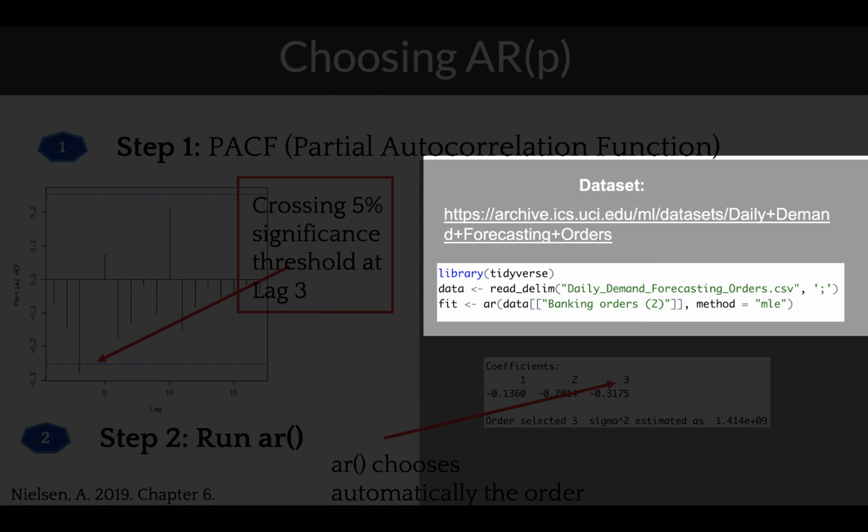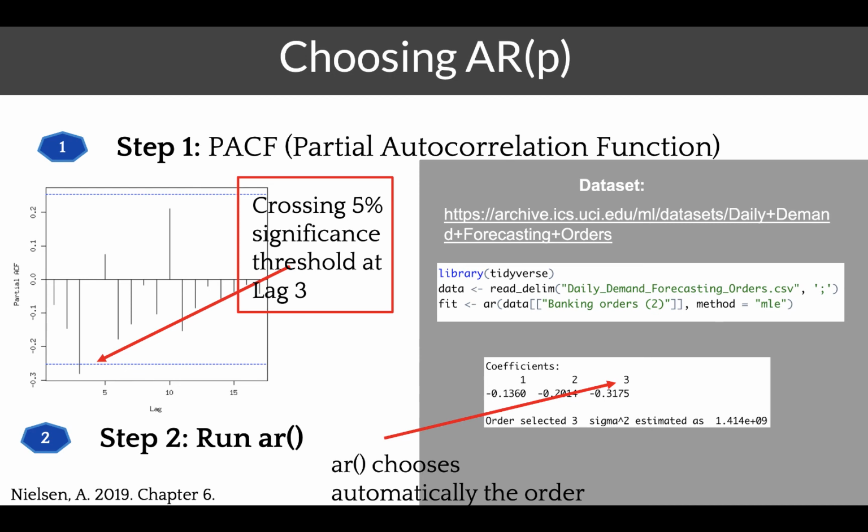For our example, we will use demand forecasting data published in the UCI machine learning repository, and the link is provided on the right. So what we need to do is identify a cutoff on the order for our AR process. Look at the example plot on your left. Notice there's one value crossing the 5% significance threshold at lag 3.